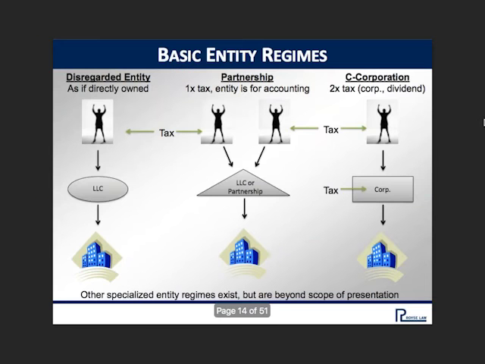So the very basics of entity taxation, which I'm sure most of you are familiar with, is that with disregarded entities and partnerships, the owners are taxed for the income that the entity earns directly, whereas in a C corporation, the corporation itself pays a tax, and then when that money is dividended to the shareholder, the shareholder pays an additional tax. Those are the basic tax regimes of the U.S. There are more specialized ones, but we will not be delving into those.